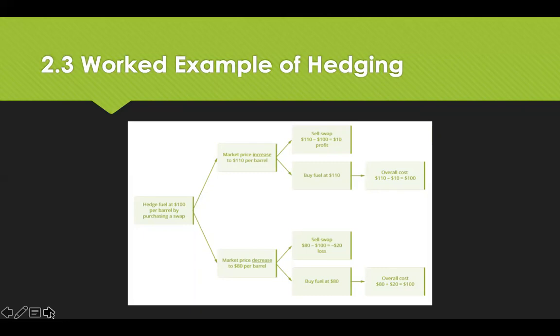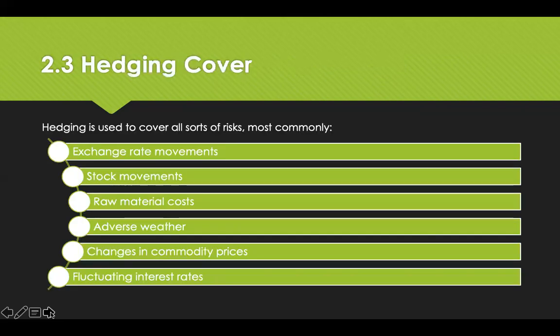So a gambling equivalent is betting the same amount on both horses in a two-horse race. One bet will win and the other will lose, and the net effect will be zero. Now, hedging is used to cover all sorts of risks, such as exchange rate movements and stock movements, raw material costs and adverse weather, changes in commodity prices, and fluctuations in interest rates.